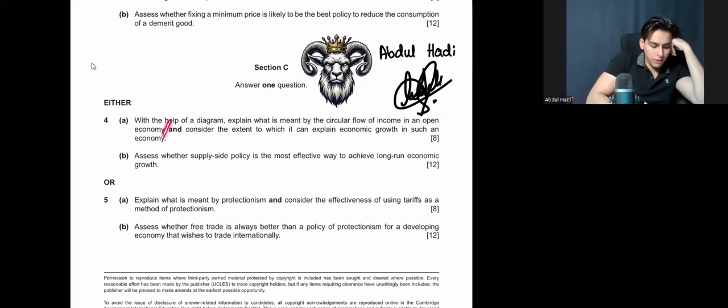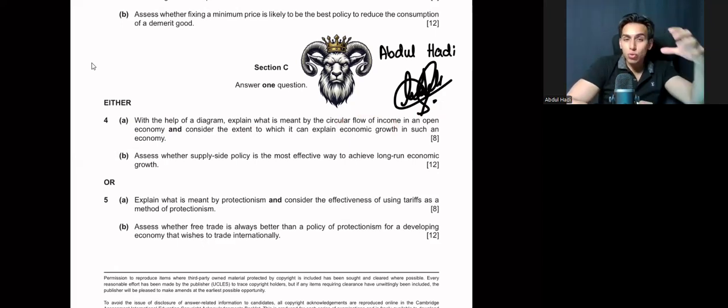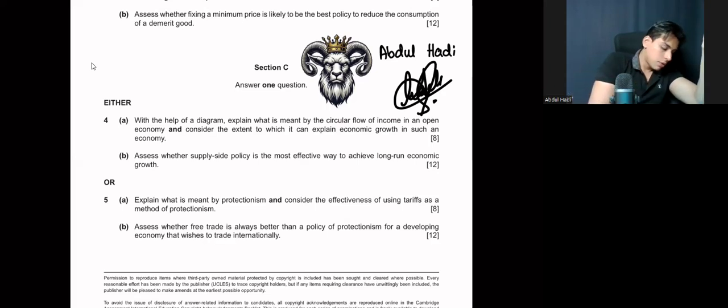This is the first part of your question. And consider the extent to which it can explain economic growth in such an economy. How circular flow of income can be used, and how circular flow of income explains the extent to which economic growth occurs in an economy. All right, so now let's move to the answer.